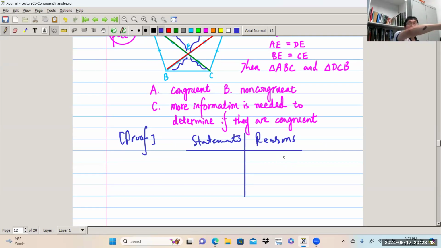Come here, sit here. Otherwise, you guys somehow cannot focus because you know each other and talk with each other.